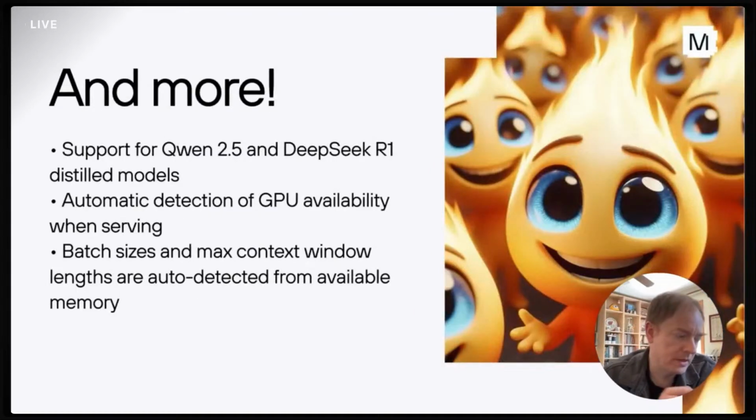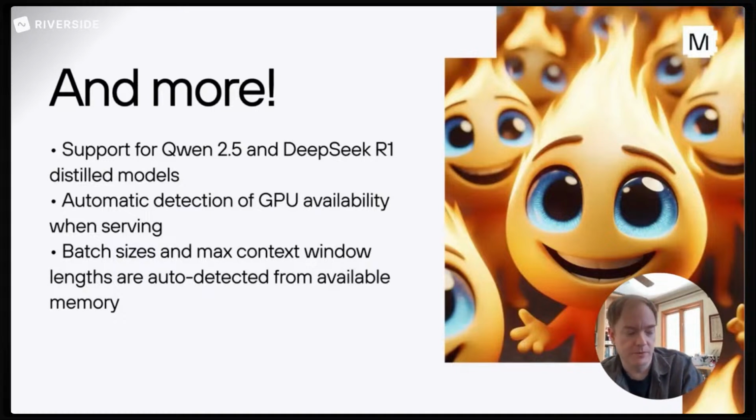And that isn't all. MAX has also added model support for the Qwen 2.5 family, the brand new DeepSeek R1 distilled reasoning models, and more. Configuring values for serving has become much simpler, with GPUs auto-detected and used when available, and batch sizes and context window lengths automatically sized to available GPU and CPU RAM.